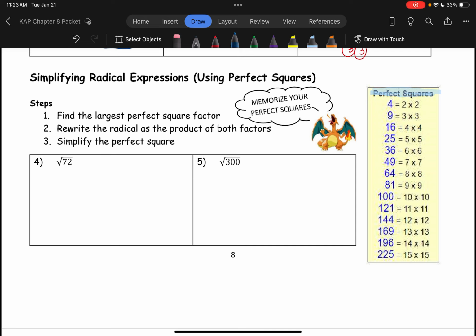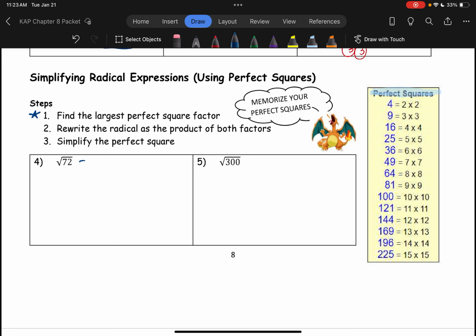So the way that we're going to do this is in these 3 steps. What we're going to do is we're going to break up the 72, but we're going to break it up so that one of those numbers is a perfect square. Specifically, I want to look for the largest perfect square factor for that number. From then, we're going to rewrite the radical as the product of both factors, and then we're going to simplify the perfect square.